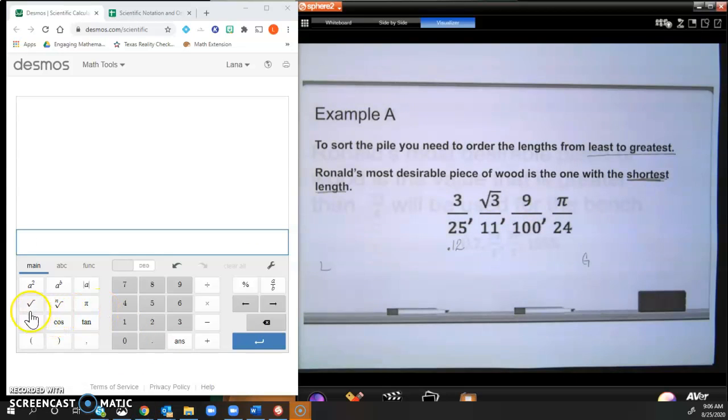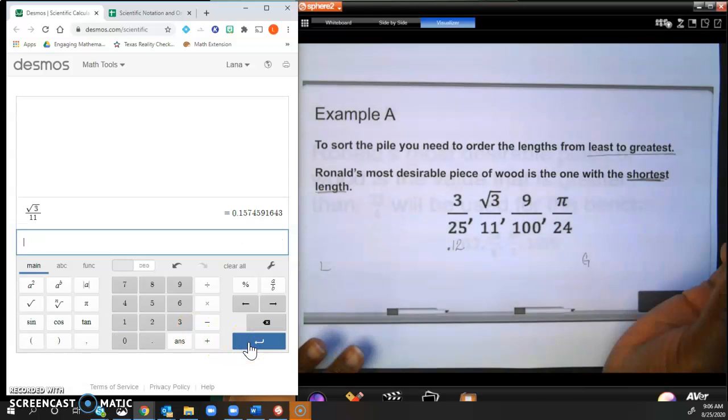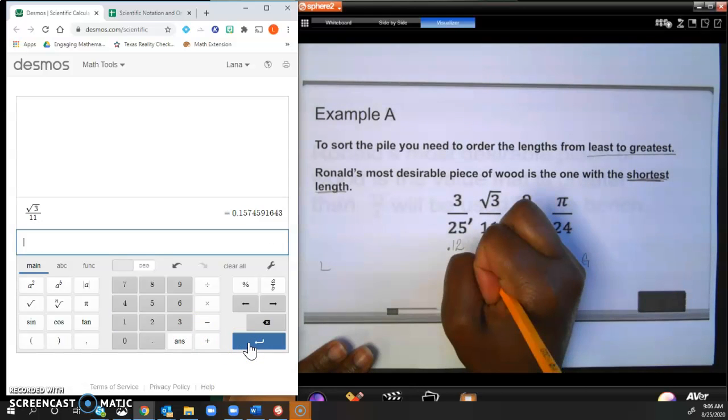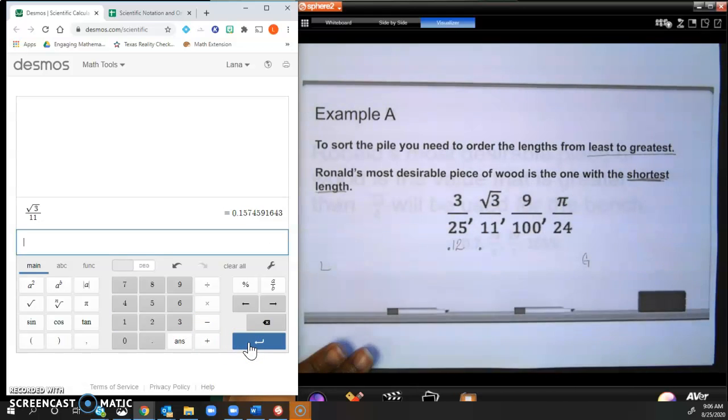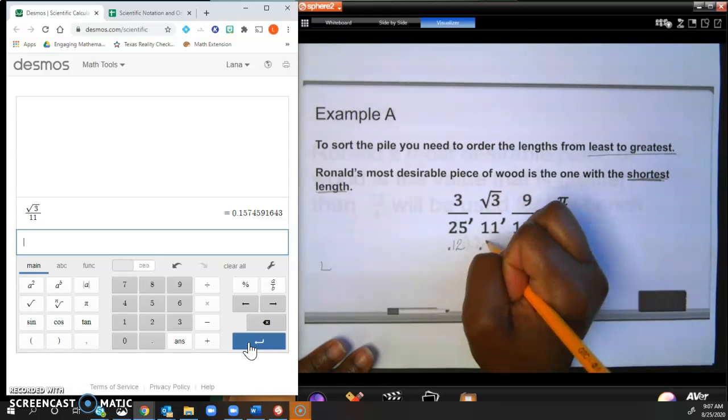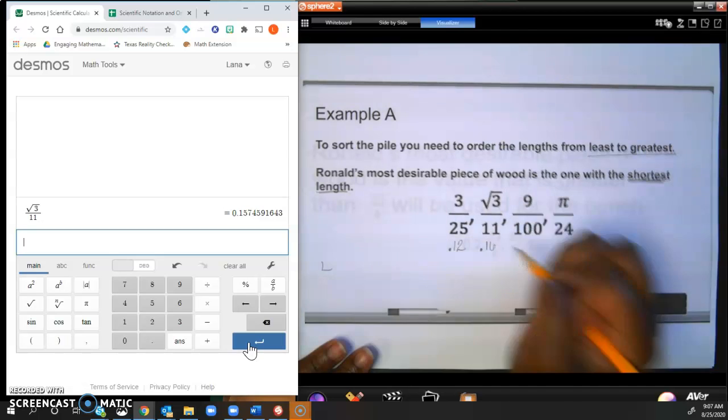Next I'm going to do the square root of 3 divided by 11. Now it's important to make sure you press this arrow so you're not under the radical sign anymore, because that'll give you a different answer. I'm going to round to the nearest tenth. So on my calculator, it says 0.157. So if I round, that is 0.16.